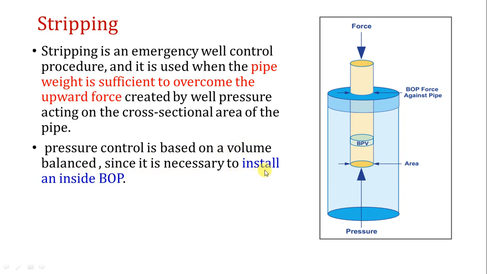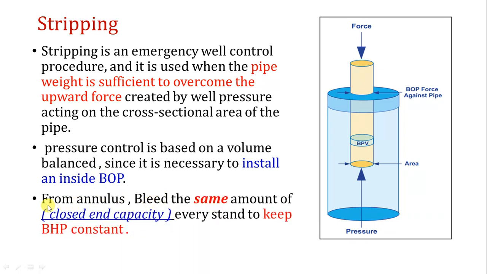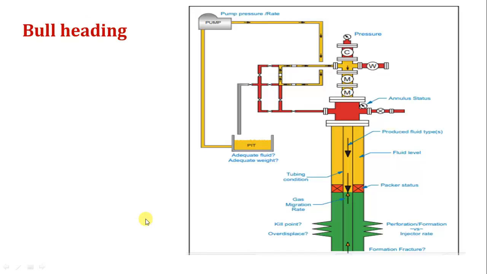Volume balance, as it is necessary to install an inside BOP, but to install the IBOP, you have to put at first a full opening safety valve, and we will take the difference between the full opening safety valve and the inside BOP when we are dealing with the equipment, inshallah. From the annulus, we bleed the same amount of closed end capacity every stand to keep the bottom hole pressure constant, as V1 equals V2, so if we bleed the same volume, the pressure will be the same.